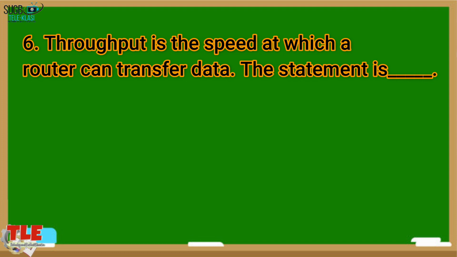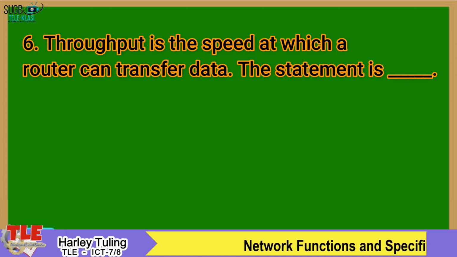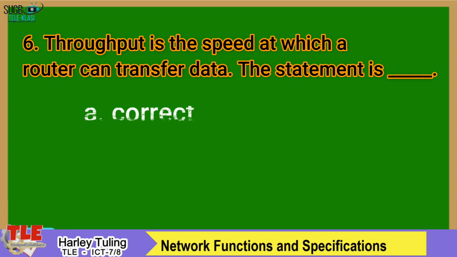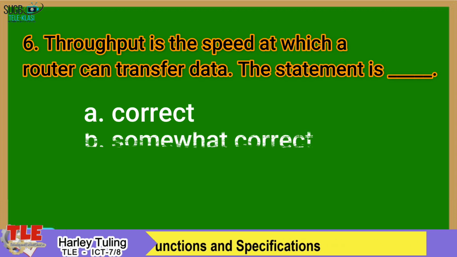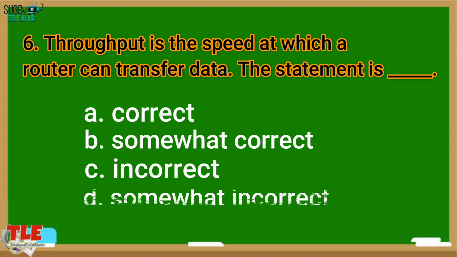Number 6. Throughput is the speed at which a router can transfer data. The statement is A. Correct. B. Somewhat correct. C. Incorrect. D. Somewhat incorrect.